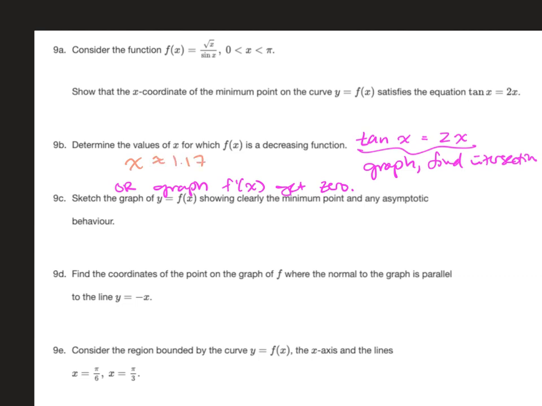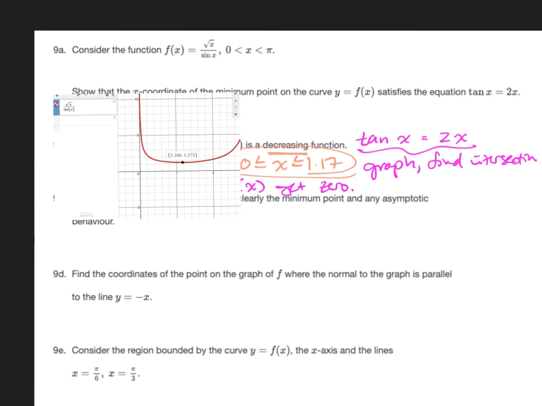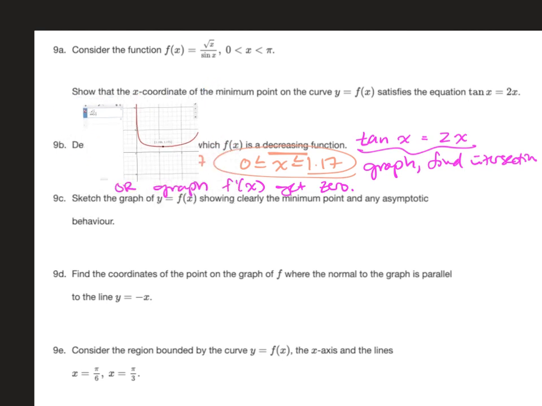And then you're just testing on either side of that. So test an x value as you like. You're going to get 0 less than or equal to x less than or equal to 1.17 is where it is decreasing. If you check out the graph of the actual original function, you'll see that that's true. Here's that graph, original function. There's my minimum, and you can see it's decreasing for all of those values. So you can use that. That's totally fine, because graphing calculators are allowed.